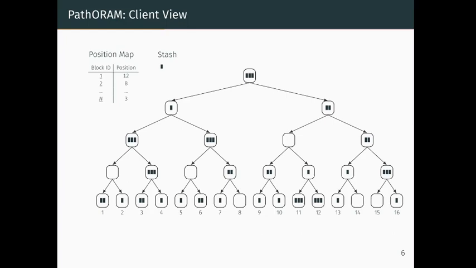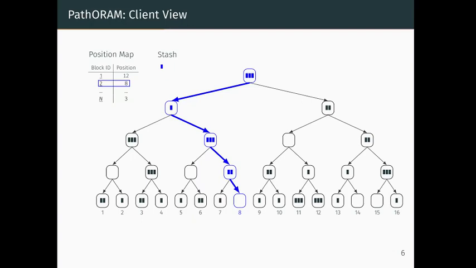The client stores locally a position map that details on which path each block is stored. This is given by a tree leaf. We underline the block identifier throughout the rest of this talk. The client also stores a stash, which contains blocks that it was not possible to place back in the previous access.